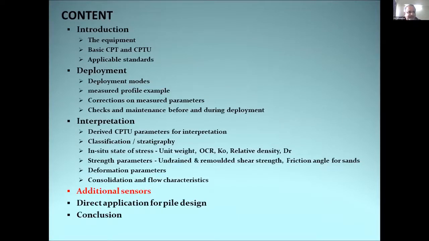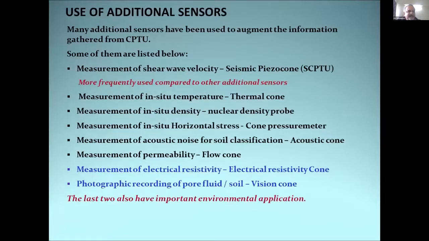Now, coming to the next section, additional sensors. Many additional sensors have been used along with the CPTU to augment the information gathered. Some of them are listed below. A measurement of shear wave velocity, what is called the seismic piezocone or SCPTU. This is more frequently used compared to other additional sensors.